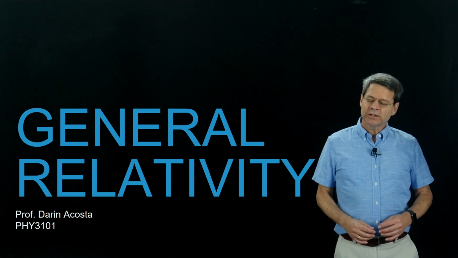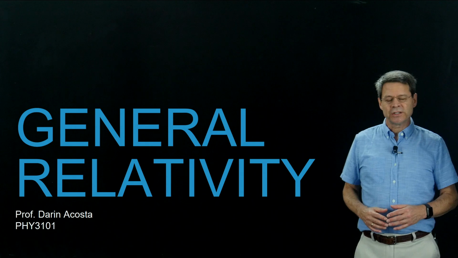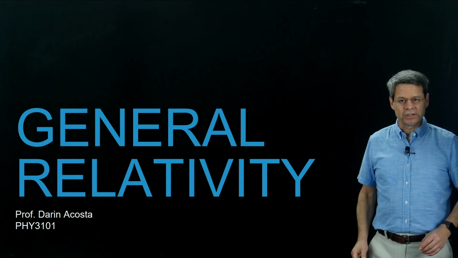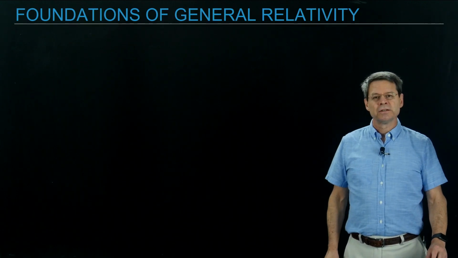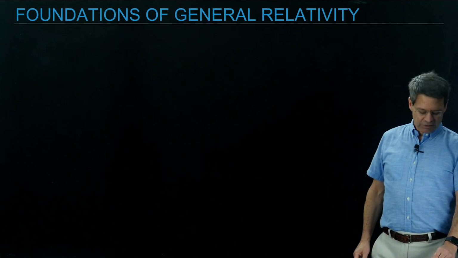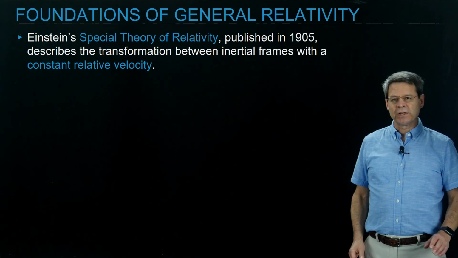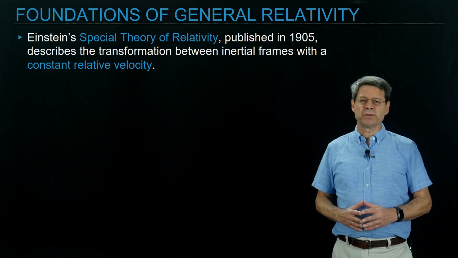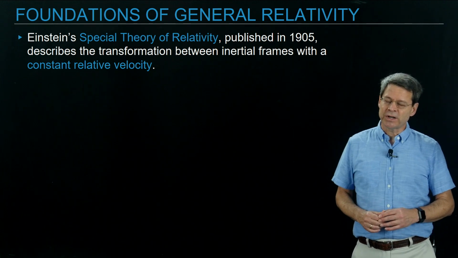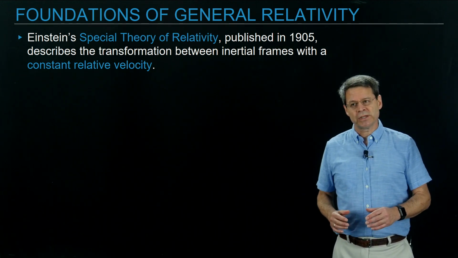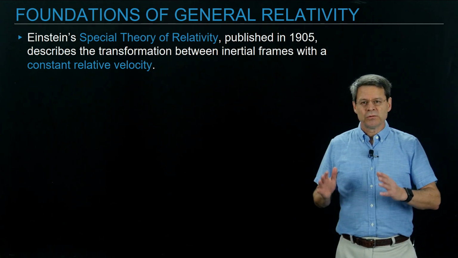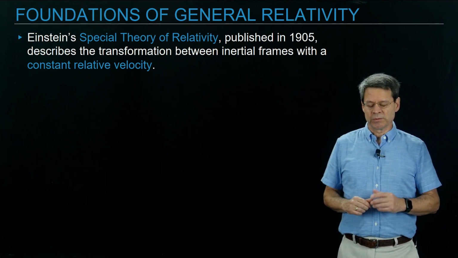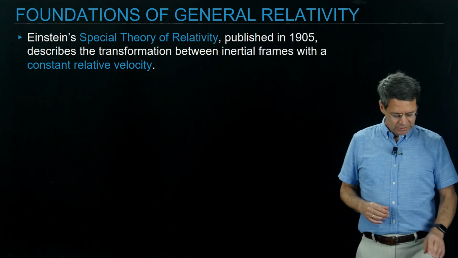So in this lecture, why don't we get started and understand a little bit about Einstein's general theory of relativity. And let's talk about its foundation. Now, to set the stage, recall that Einstein's special theory of relativity, which was published in 1905, describes the transformation between inertial frames with a constant relative velocity between them. Remember, that was a requirement.